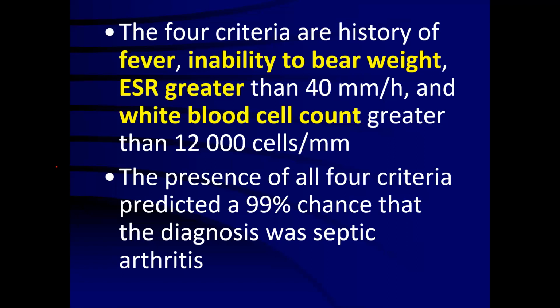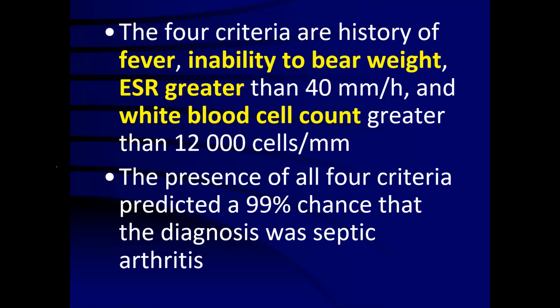The 4 criteria are the history, fever, inability to bear weight. We spoke about ESR over 40 and the white blood cell count, which is more than 12,000. The presence of all 4 criteria predicted a 99% chance that the diagnosis was septic arthritis and not transient synovitis.